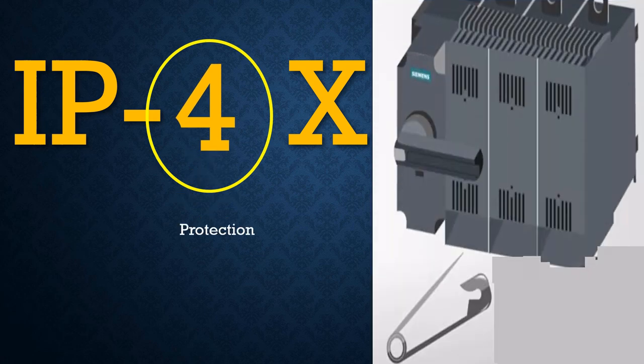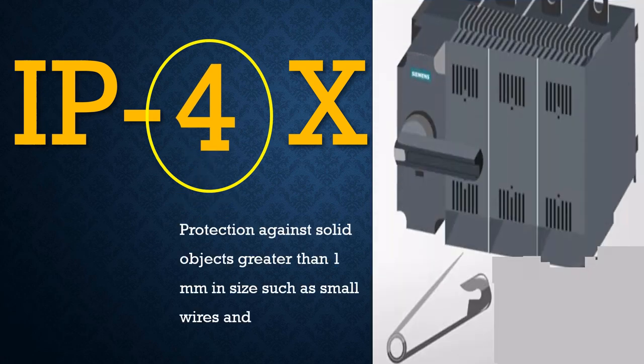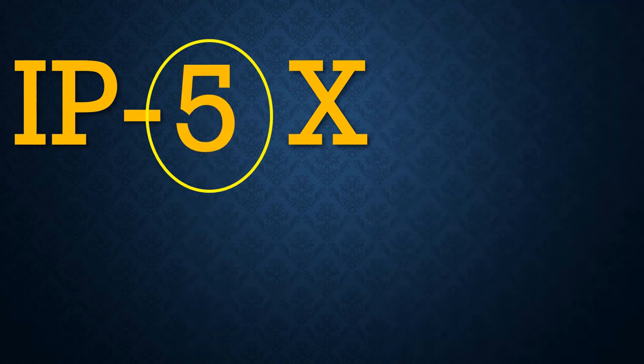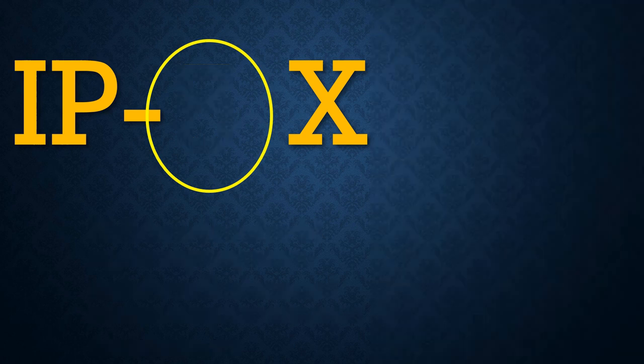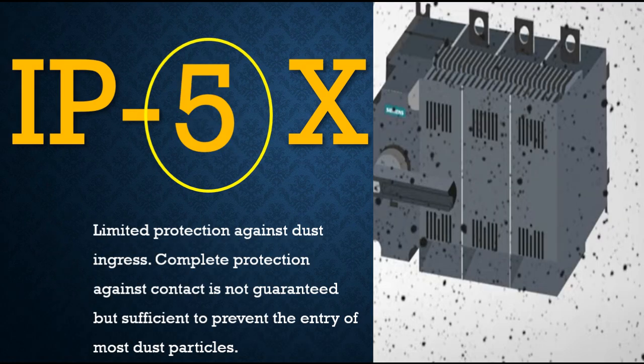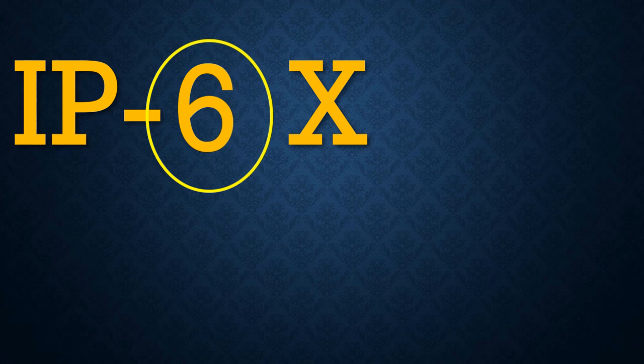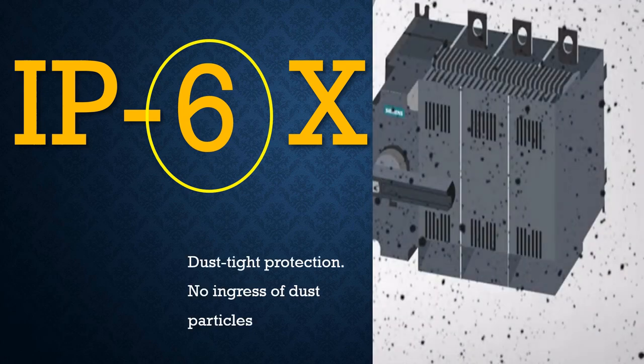4 means protection against solid objects greater than 1 mm in size, such as small wires and screws. 5 means limited protection against dust ingress. Complete protection against contact is not guaranteed but sufficient to prevent the entry of most dust particles. 6 means dust-tight protection. No ingress of dust particles.